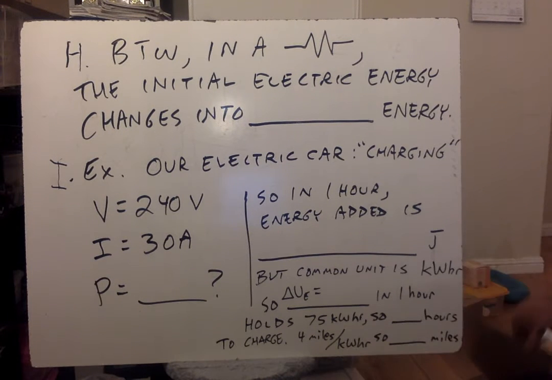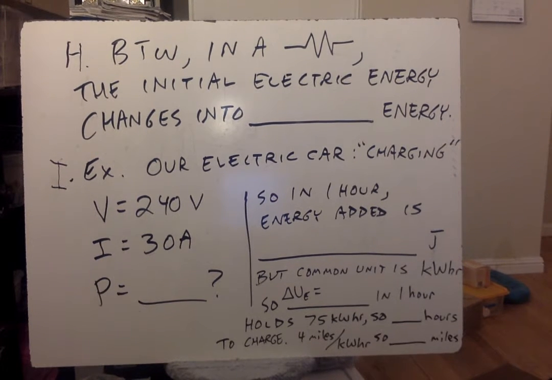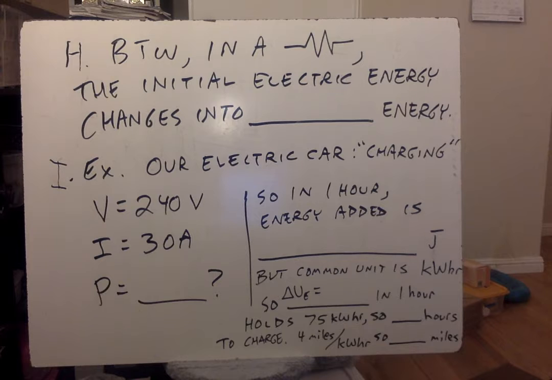All right, we didn't mention this earlier. We looked at a light bulb and a motor and a battery, but you should know what happens in a resistor. By the way, in a resistor, the initial electric energy is changing into what type? What possible type can it change into? A resistor doesn't give off light. It doesn't move, so there's no kinetic energy. There's no chemical change, so there's no chemical energy. It doesn't make sound. All these things, what's left?